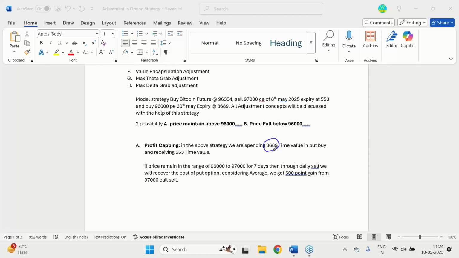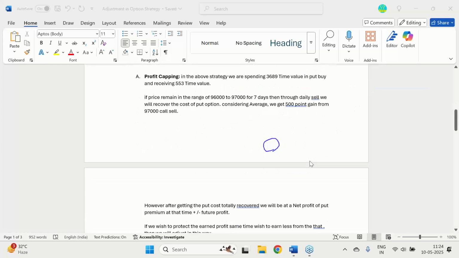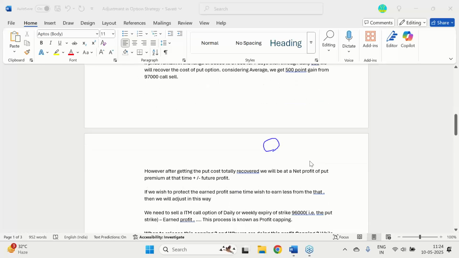So that is the gain. We have already earned this much of put option value. So now the question comes, how do we protect that? We have recovered these things. Net profit we have come. So cost is totally recovered. Net profit we have come. So we will be protecting this.